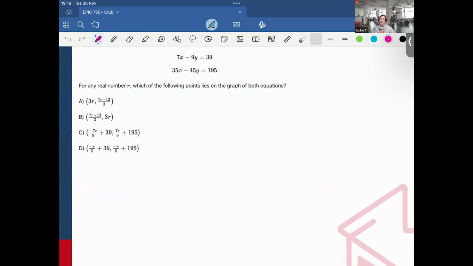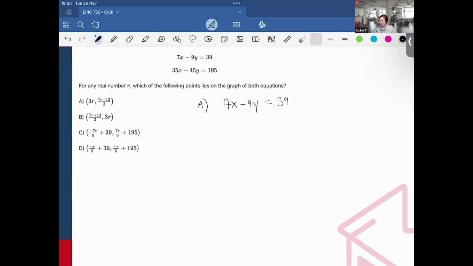Okay, so the first thing to take into account for this problem is that it says, for any real number r, which of the following points lies on the graph of both equations? So here I can see if I multiply this equation, everything by 5, this would become 35x minus 45y equal to 195. They're the same equation. So basically, I want to see which of the following points lies on the graph. And a really easy way to check this is let me just take 7x minus 9y equals 39.